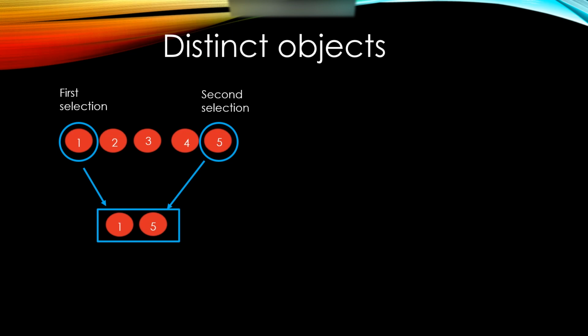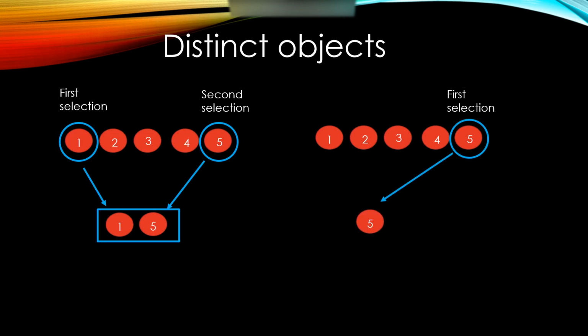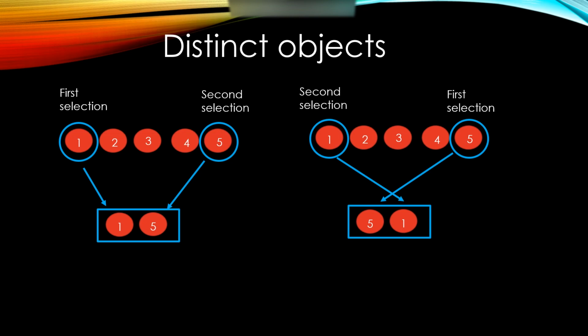Let's repeat the same activity with numbered marbles, but this time let me draw the marble number 5 as my first selection. And as my second selection, let's draw the marble number 1. And finally, I get the output box with marble number 5 as the first marble and marble number 1 as the second marble. Now, if you observe the two output boxes, do they look alike? No, the order of arrangement of the marbles in the two output boxes is not the same. 1-5 is not the same as 5-1.